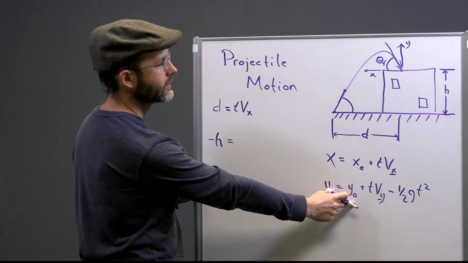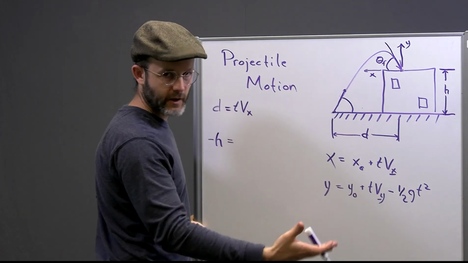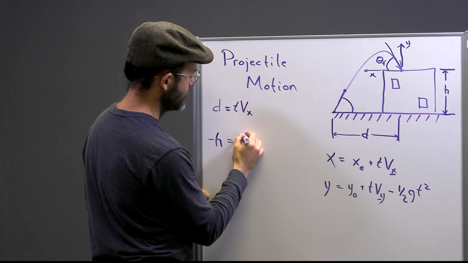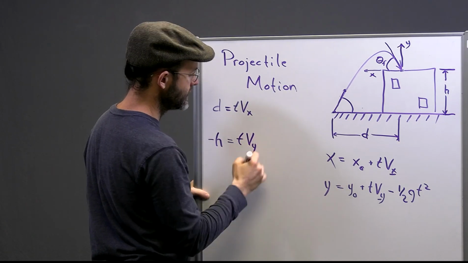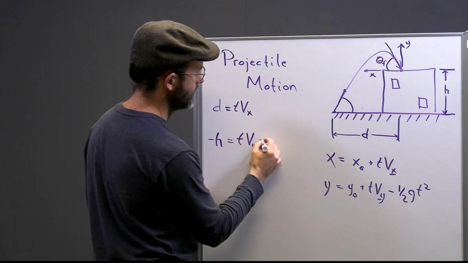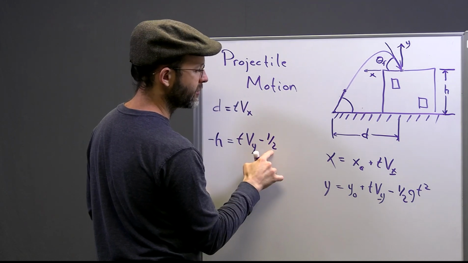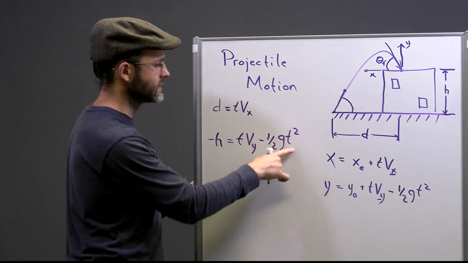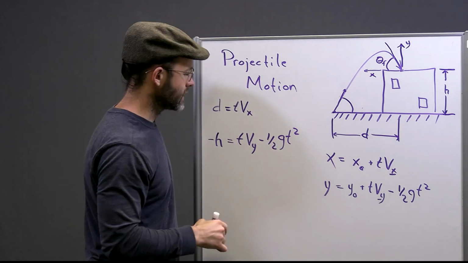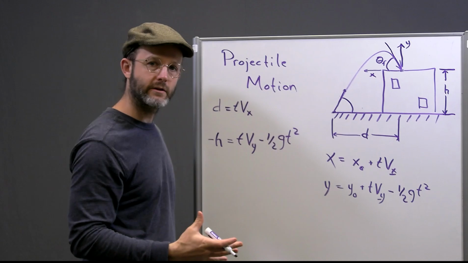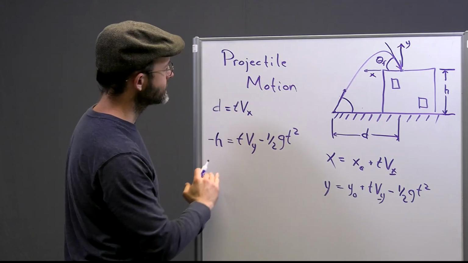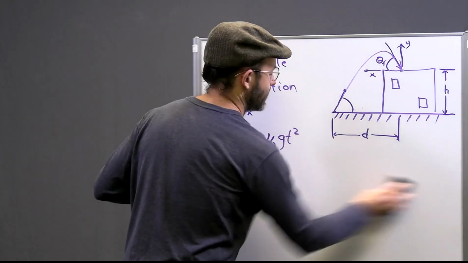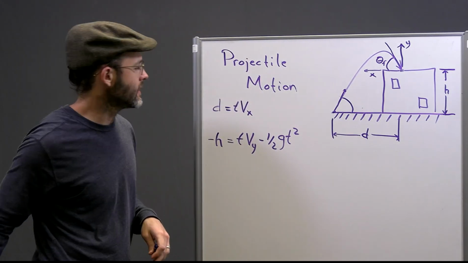What about y naught? Well, y naught is also equal to 0 because of where we've placed our origin, so it goes away. We then have t times initial velocity in the y direction, and all of the components of this term we know. T is given to us, it's something that's measured. G is a constant, at least on the surface of the Earth, and this is how that equation will look. Perfect. Okay, now where do we go from here?